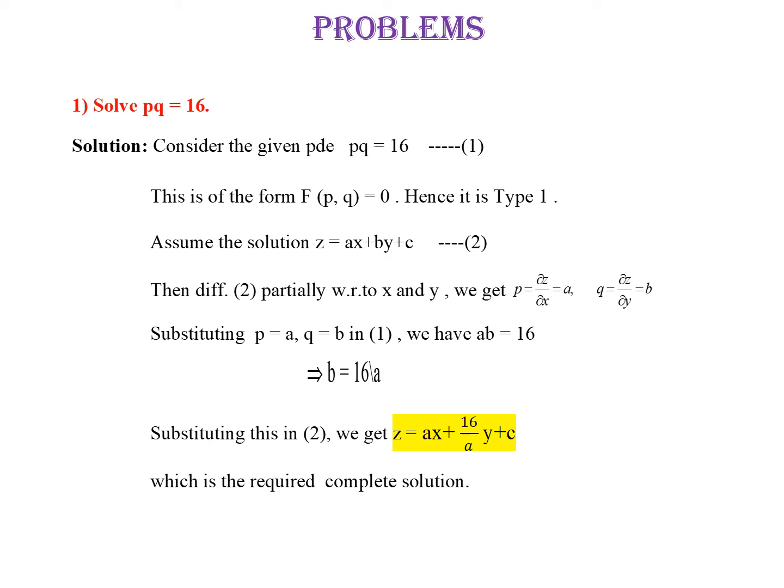Now you remember the types of solutions we had, and especially what is a complete solution? Whenever the number of arbitrary constants is equal to the number of independent variables, that solution is called a complete solution. Now how many independent variables do we have in total? X and Y, that is only two. And here the arbitrary constants are A and C, so again we have two constants. So whenever the number of arbitrary constants is equal to 2, that particular solution will be called a complete solution.